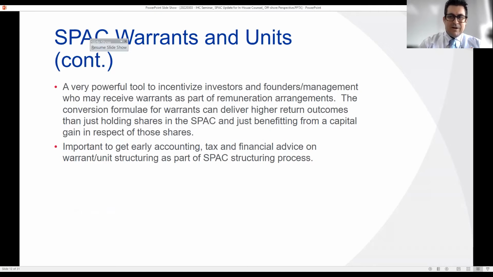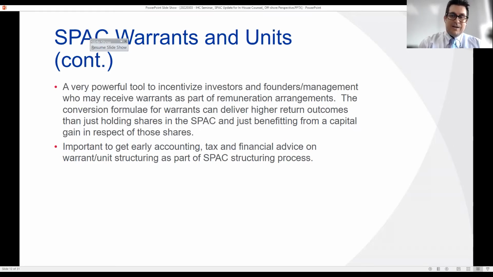There's tax considerations to note. There's accounting considerations to note. The way in which warrants are developed can mean the difference between whether or not they're treated as equity or liabilities for accounting purposes. Also, there's rules relating to how they're structured and how they can be issued and dealt with under the listing rules and policy pronounced by the regulators in all of the jurisdictions in which SPACs are listed.